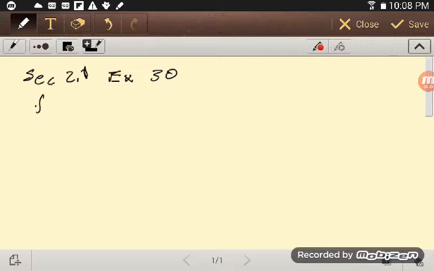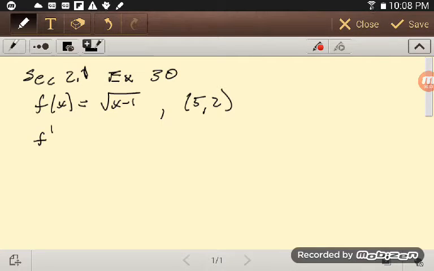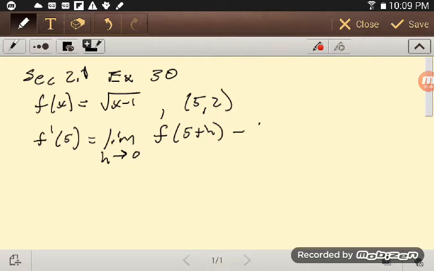So in 30 we have that f of x is equal to the square root of x minus 1, and we would like to look at this at the point (5, 2). Okay, so we need to find our derivative or slope of our tangent line. So f prime at 5 is equal to the limit as h goes to 0 of f of 5 plus h minus f of 5 over h.